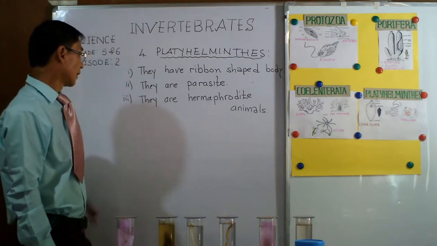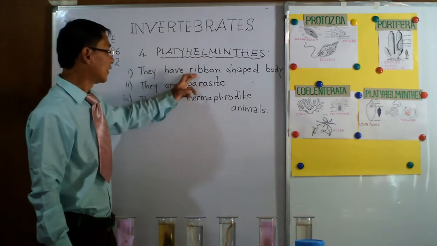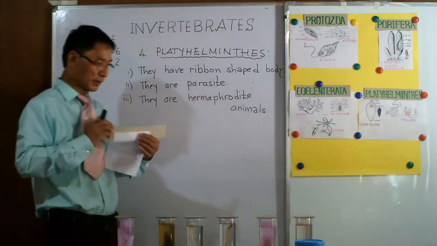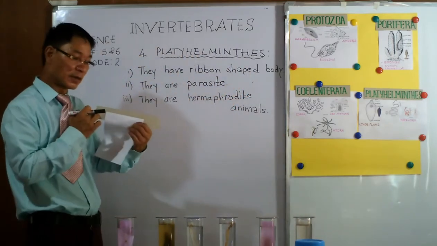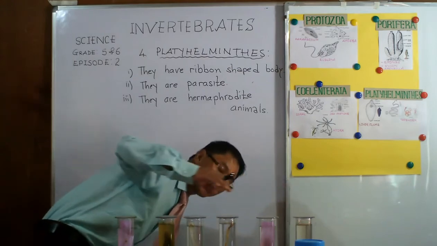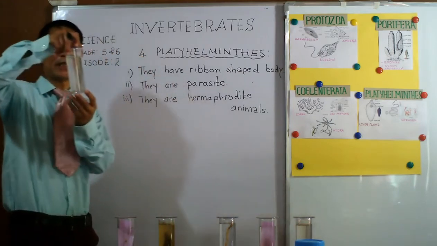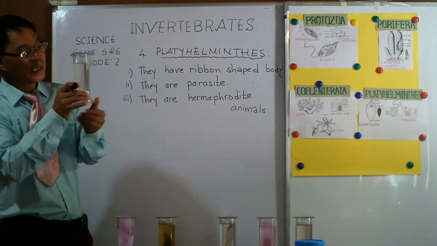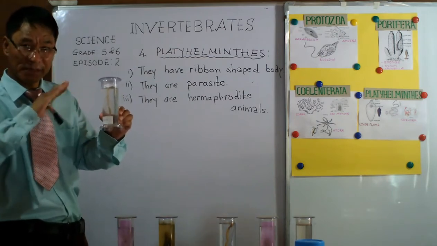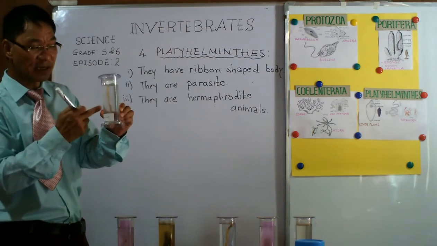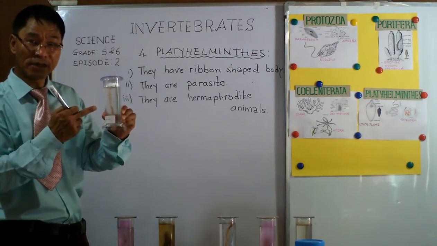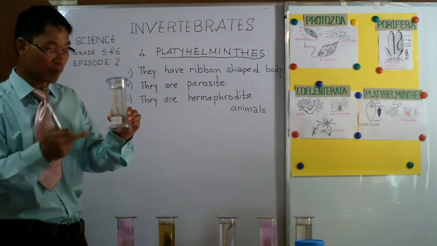Now, dear children, they have ribbon-shaped body. Means their body is flat like a ribbon. Flat body like a ribbon. Okay. For example, I have a tapeworm here. If you could see here, this is a tapeworm, and see the body of a tapeworm. It is flat. This is round, but this is flat, like a ribbon. I think you have seen the ribbon many times, and the ribbon is always in a flat shape.